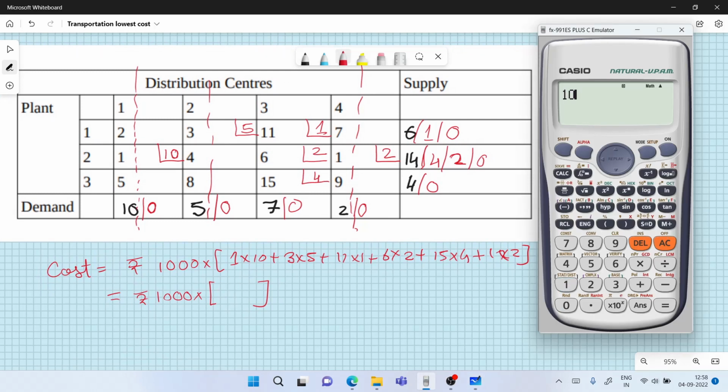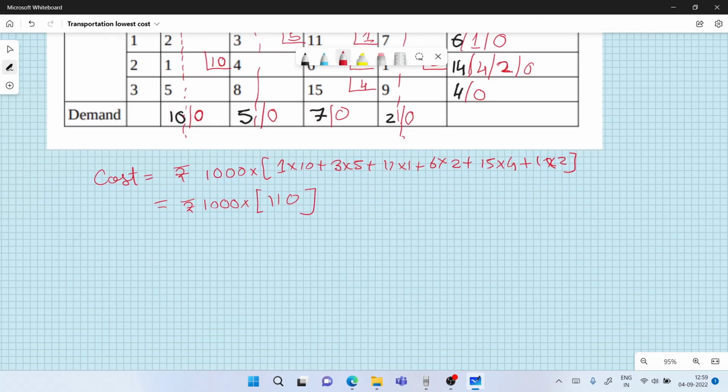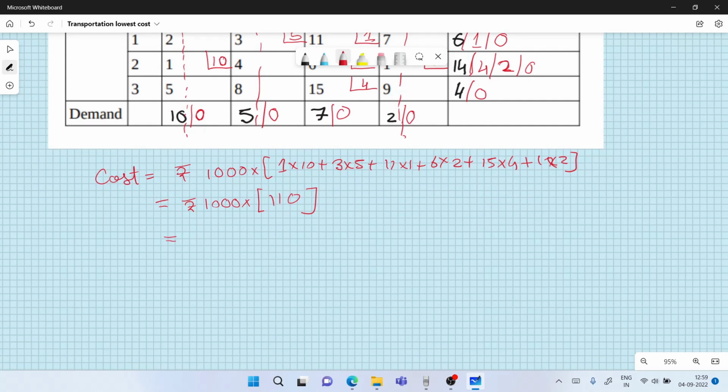1 into 10 makes it 10 plus 3 into 5 makes it 15 plus 11 into 1 makes it 11 plus 6 into 2 makes it 12 plus 15 into 4 makes it 60 plus 1 into 2 makes it 2. So there we are, 110. So the cost is now going to be rupees 110,000. That's going to be the cost.